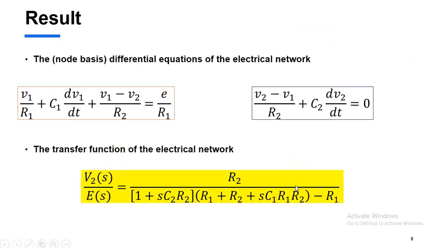As a result, in this problem, we have derived the differential equations using the KCL, and we got differential equations, one at node 1 and another at node 2. And the transfer function of this network is R2 divided by 1 plus sC2R2, R1 plus R2 plus sC1R1R2 minus R1.